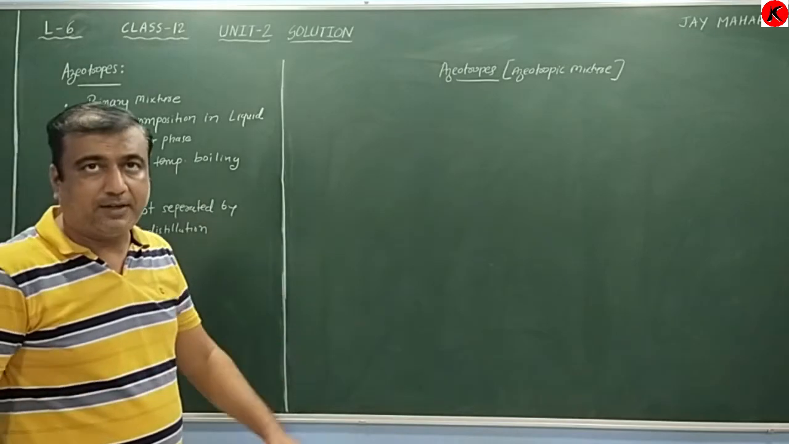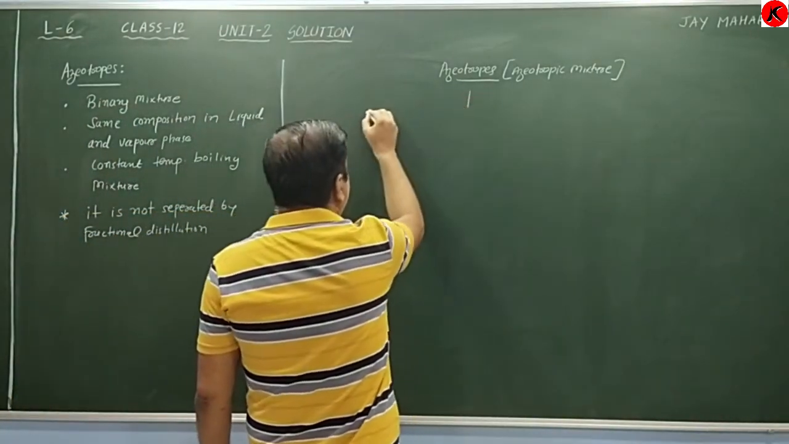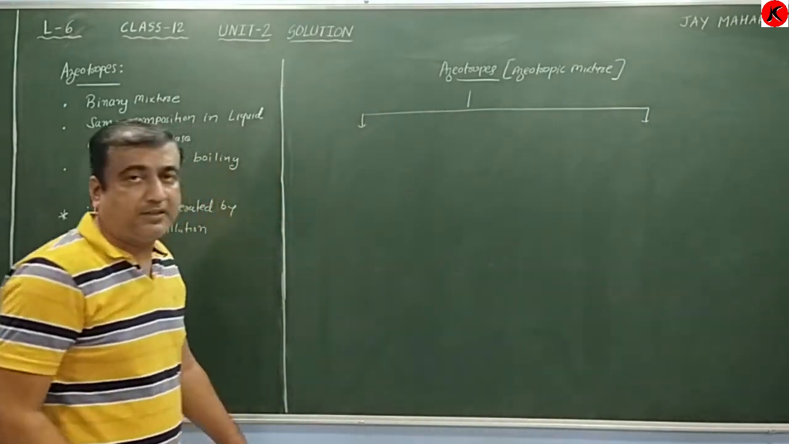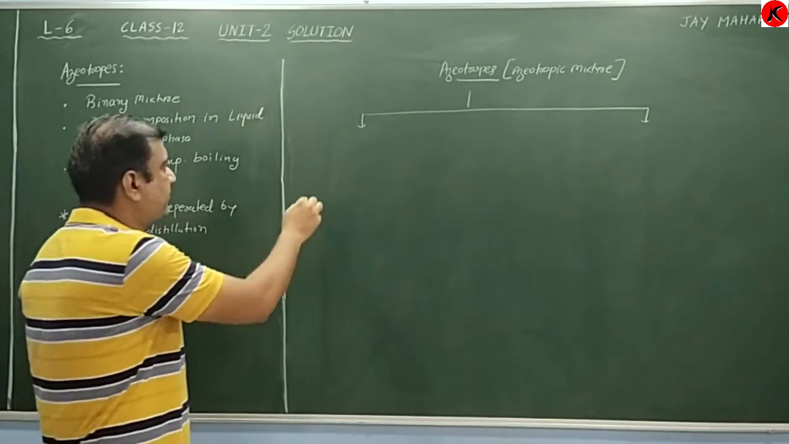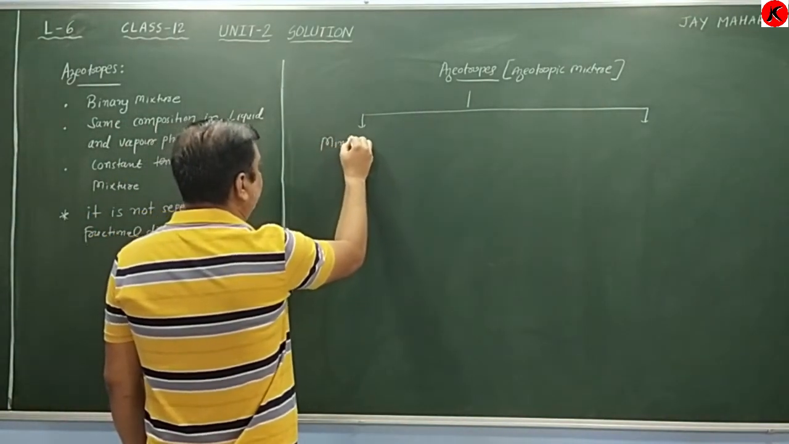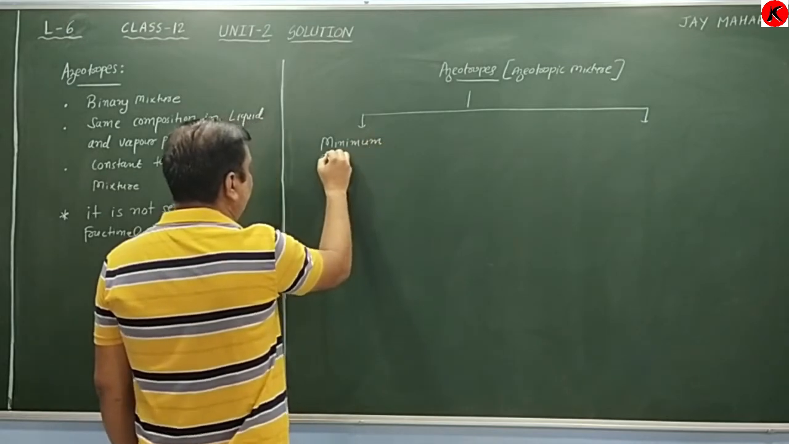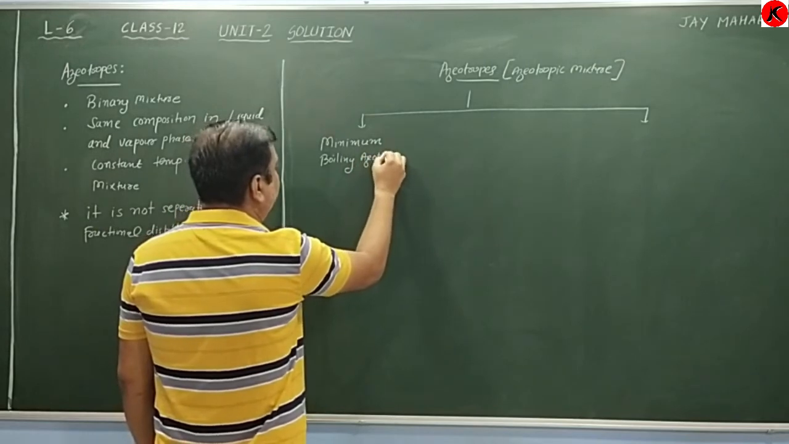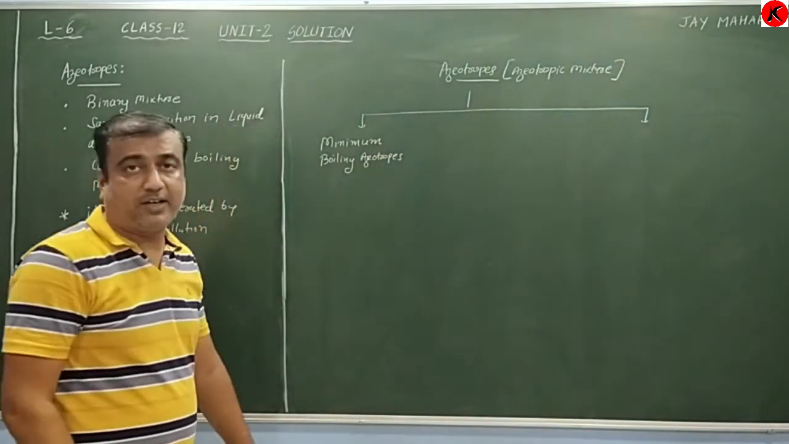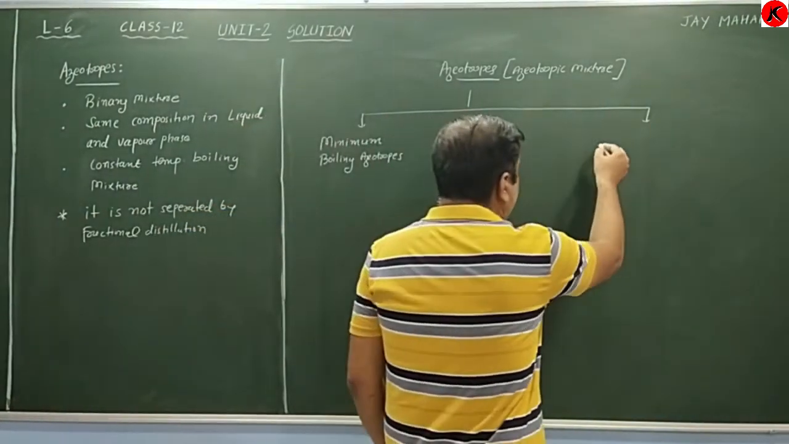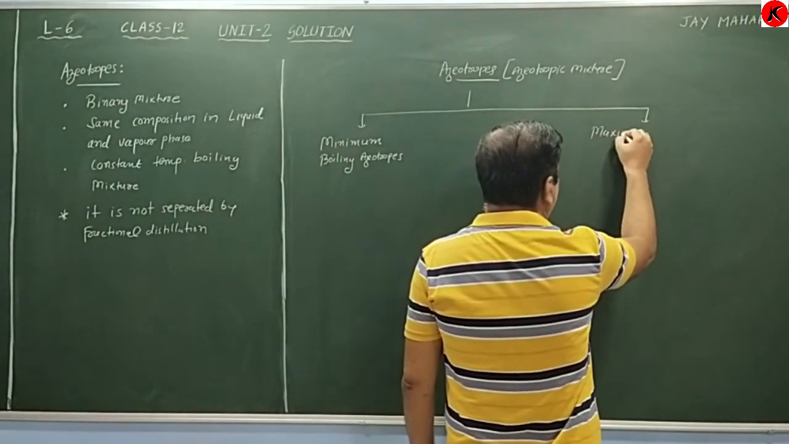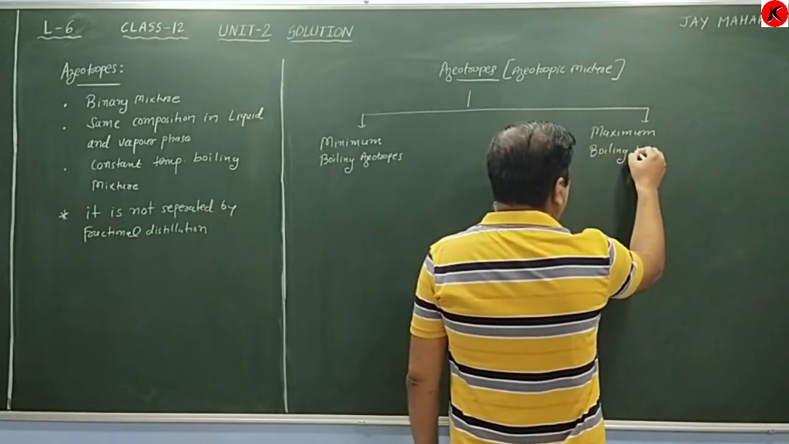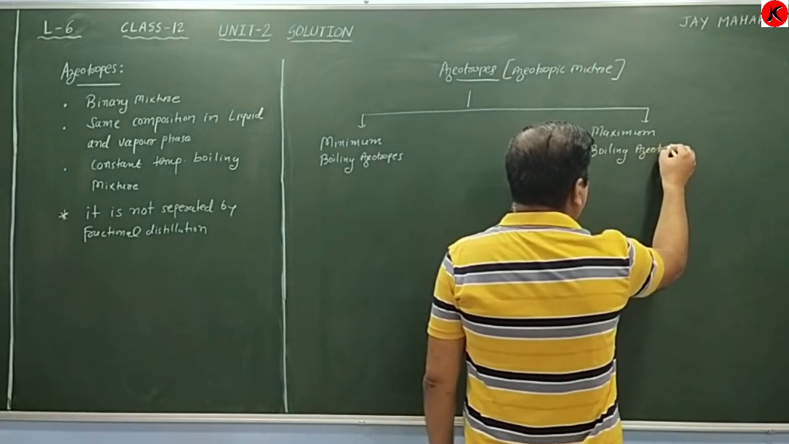Now, azeotropes can be classified into two categories. The first category is minimum boiling azeotropes. And the second category is maximum boiling azeotropes.